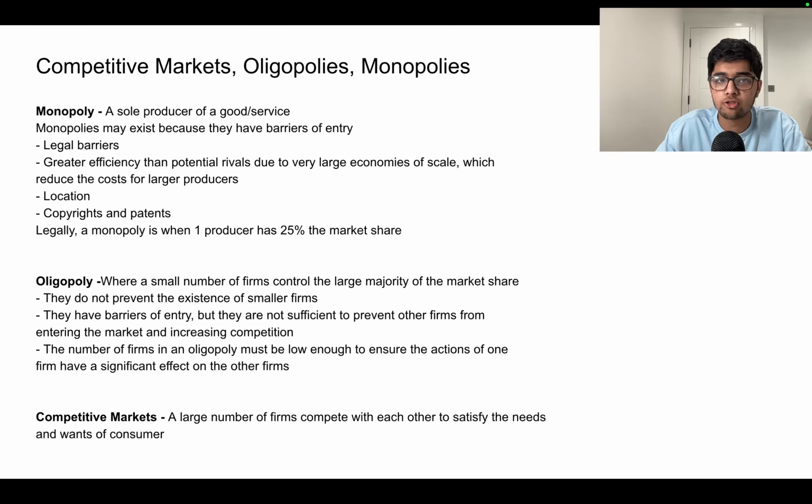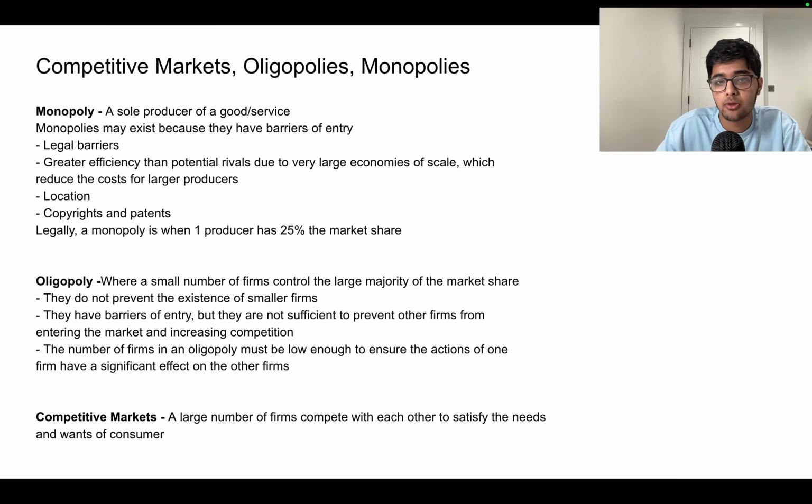An oligopoly is where a small number of firms control the large majority of the market share. For example, supermarkets in the UK are an oligopoly. There are 5 main ones: Asda, Tesco, Sainsbury's, Aldi, Morrison's, Lidl. They have barriers to entry, but they are not sufficient to prevent other firms from entering the market and increasing competition. For example, Aldi and Lidl recently entered the UK supermarket market.